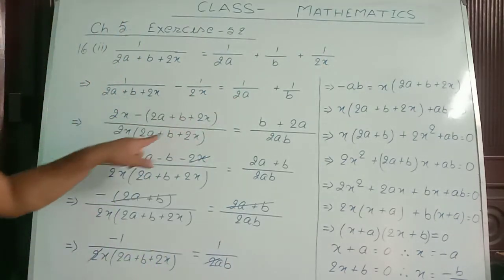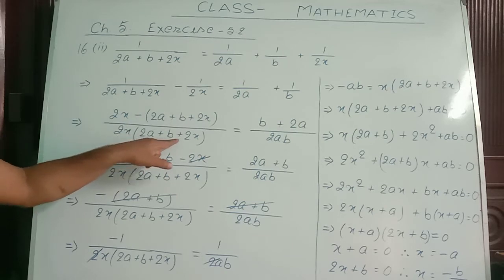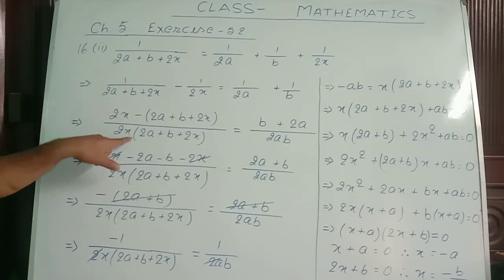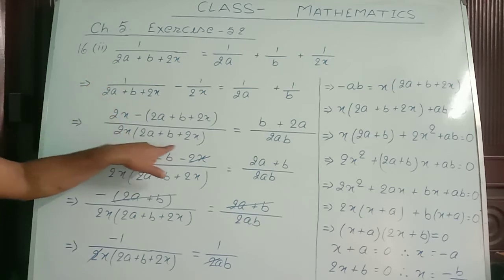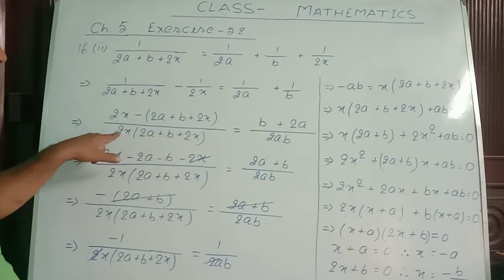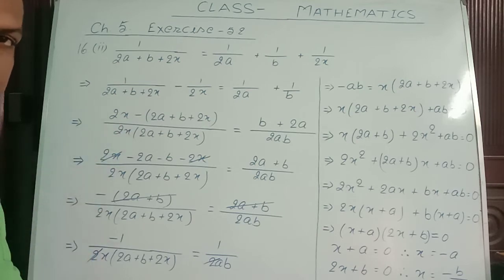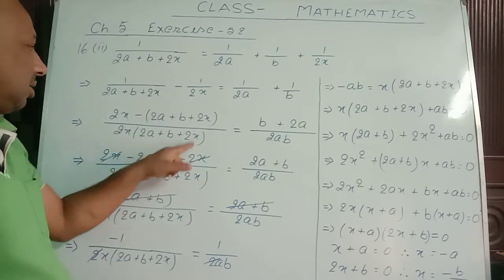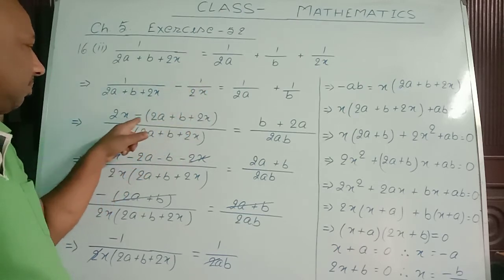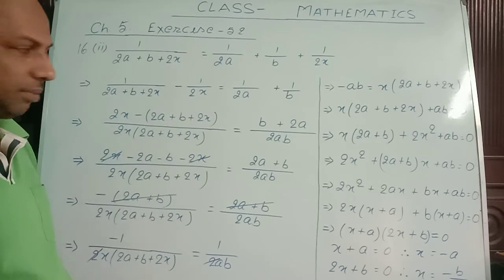The LCM I have taken is 2x into 2a plus b plus 2x. I divided this LCM by this denominator and got 2x. I divided this LCM by the other denominator, so this much portion cancelled, 2x is left. So 2x into 1 equal to 2x. Minus came here. Again I divided this LCM by 2x. I got 2a plus b plus 2x, multiplied by 1. I got minus 2a plus b plus 2x.